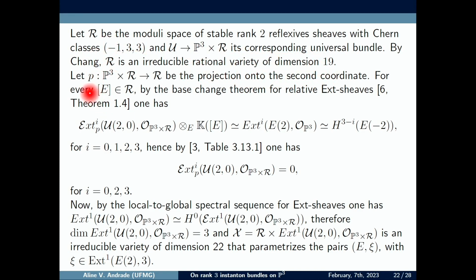And if we consider the projection onto the second coordinate, for each reflexive sheaf over here, the base change theorem gives us that these Ext groups over here are isomorphic to these Ext groups and to these cohomologies over here. And with a little help from our friends, we can compute these vanishings over here.